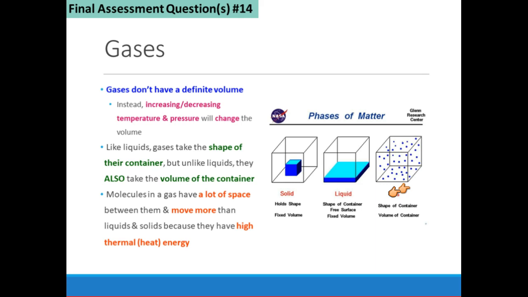So basically their idea is to try to get as far away from each other as they possibly can. So that being said, molecules do have a lot of space between them, and they move a lot because they have really high thermal or heat energy, right? That's how they are able to spread out so far, because they have so much energy.